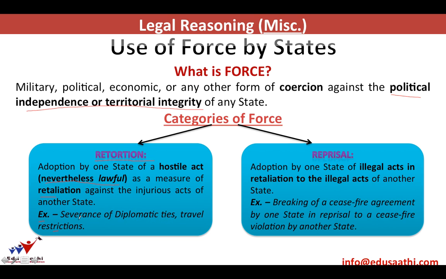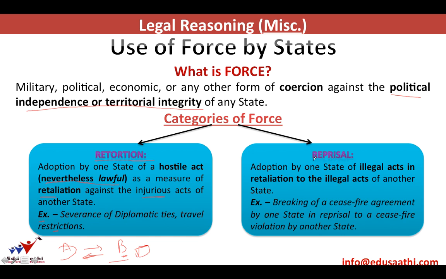For example, state A has taken certain injurious acts against B. B in turn does not return those injurious acts to the state A. However, what it does is it puts travel restrictions or severs all the diplomatic ties between them. So in that case, they do not do the similar thing, but they take the hostile act against the state A. There are travel restrictions put on the citizens of state B that you cannot travel to this state, or any kind of trade would not occur between these states. So these are the kinds of actions which are taken by nature of retortion.